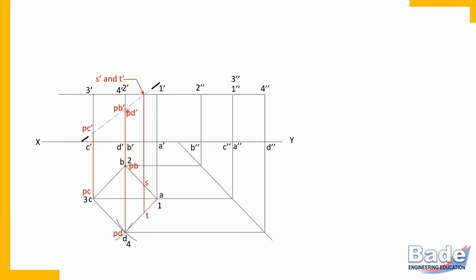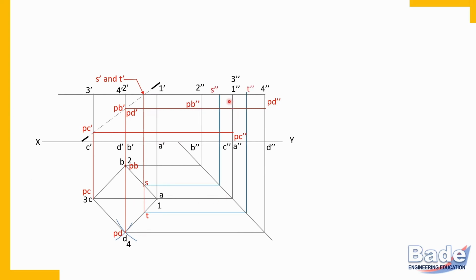Now transfer these points in the side view. So PB and PC and also PD will transfer by horizontal projectors from front view to side view. So this is how PB, PD and PC. S and T you will not be able to transfer properly. Reason is you don't get a sharp intersection in the side view. So we'll take help of the top view to transfer points S and T. So this is how we'll get S and T in the side view.